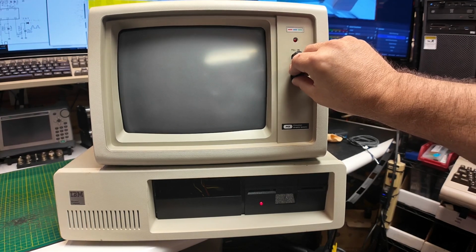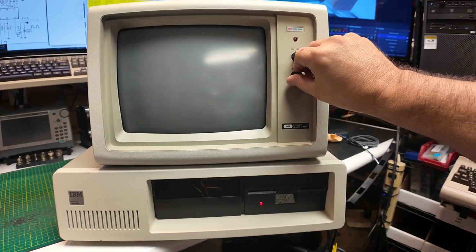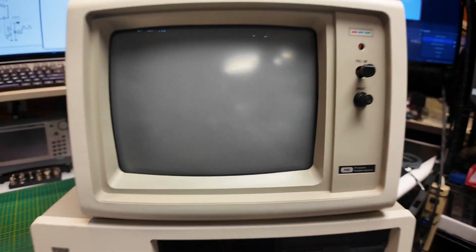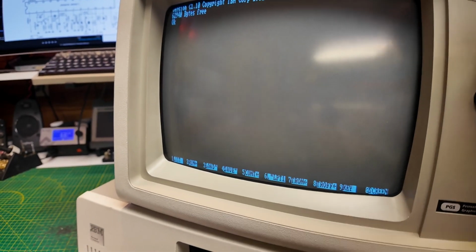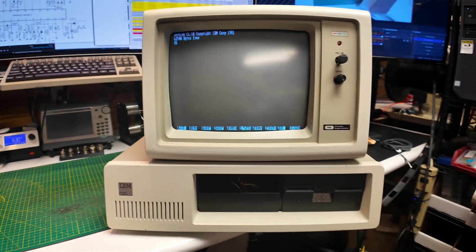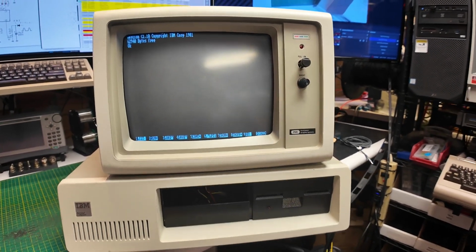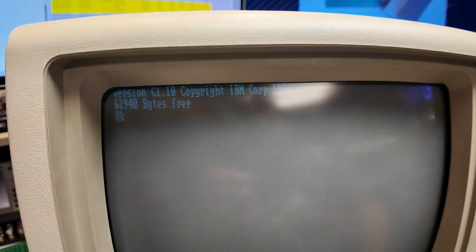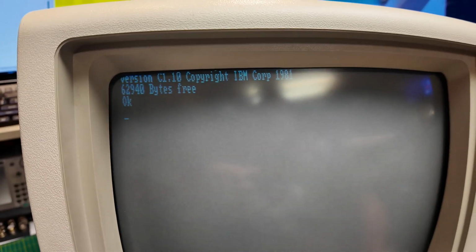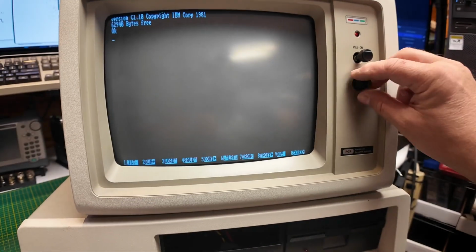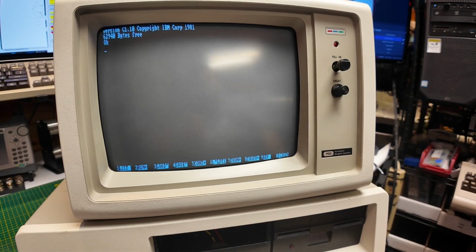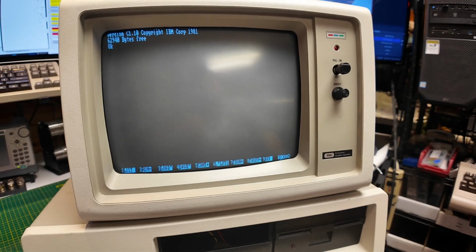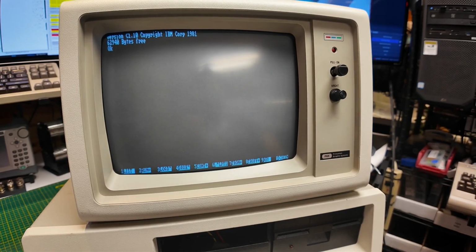Oh, there's something. Probably got the horizontal hold and everything all out of whack because I was playing with those knobs. So let's, aha! What do we see? All right, look at that. I got some BASIC up and running on the screen. Yeah. A little dimmer than I expected it to be, but it's probably got to warm up a little. And yeah, there we go.